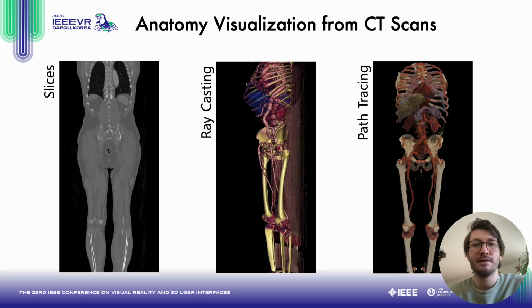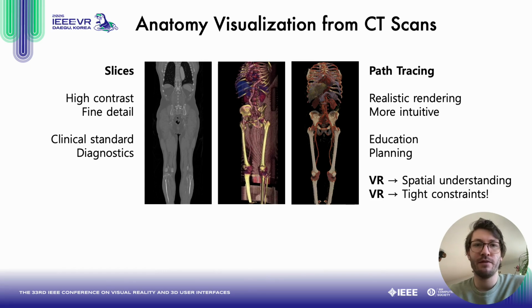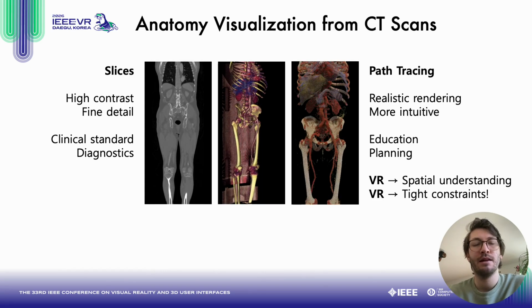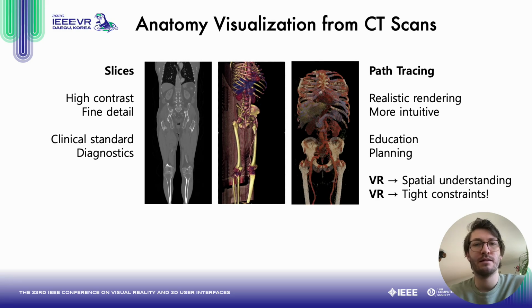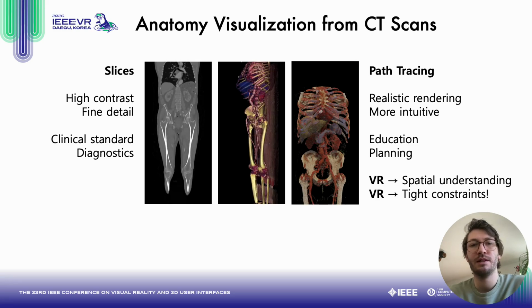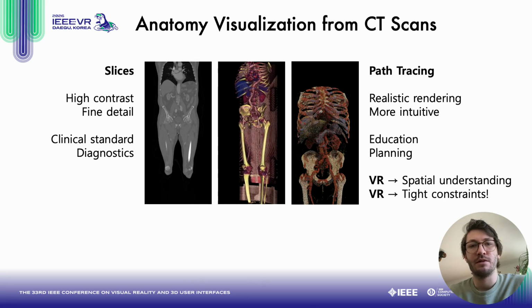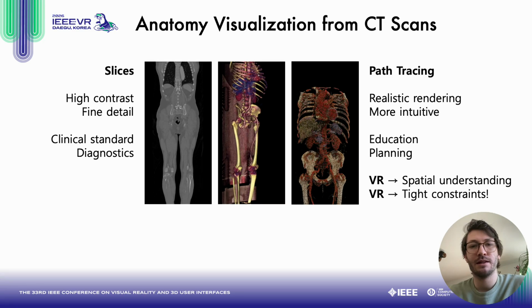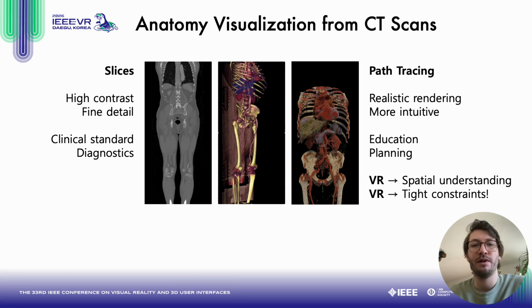These 2D slices offer the highest contrast and very fine detail and are thus the standard in clinical diagnostics. Path tracing, on the other hand, is more realistic, more intuitive, and thus well suited for education and planning. Together with the realistic rendering, this is also very suited for VR.